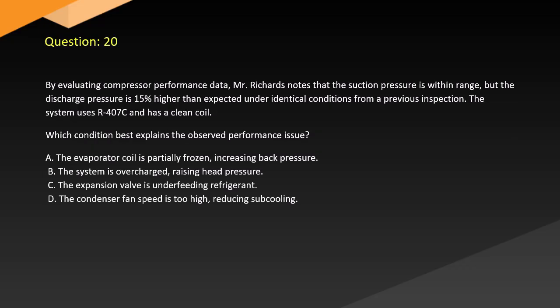Question 20. By evaluating compressor performance data, Mr. Richards notes that the suction pressure is within range, but the discharge pressure is 15% higher than expected under identical conditions from a previous inspection. The system uses R-407C and has a clean coil. Which condition best explains the observed performance issue?